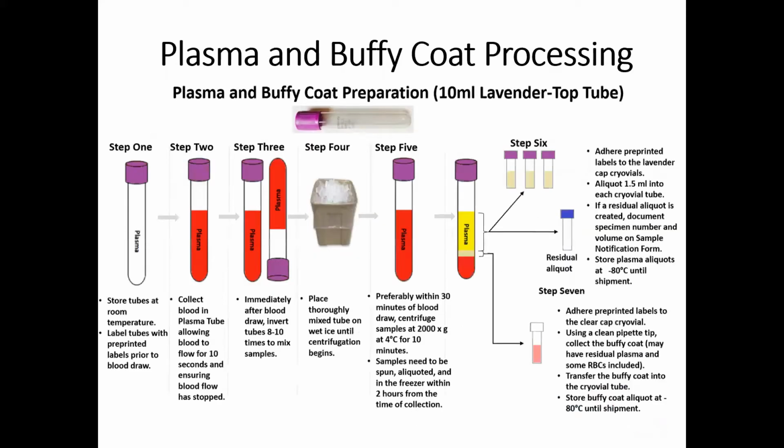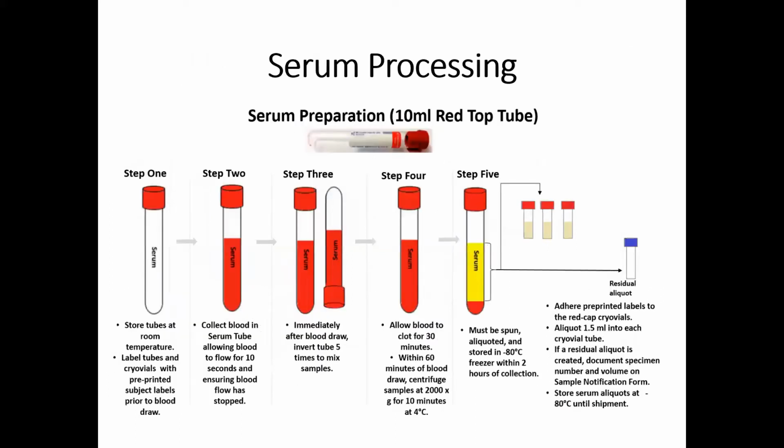Here's an example of the schematic for plasma and buffy coat processing. In this case, from a single 10 ml tube, we're able to obtain both plasma and a buffy coat, and the buffy coat is used for DNA extraction. For a site that's going to be using us for the plasma buffy coat processing, we would go over the schematic and make sure the sites have all the equipment that they would need and understand how the sample would be collected and processed.